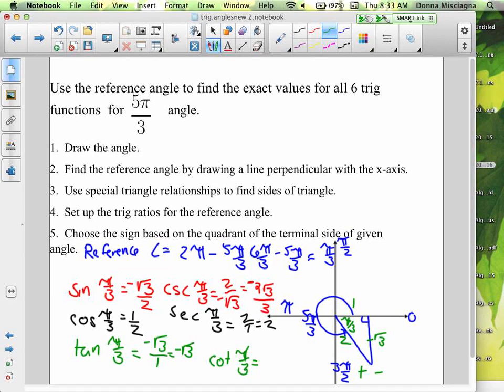It is negative, but cotangent is adjacent over opposite. It's the opposite of tangent. So 1 over the negative square root of 3. There you go. And so now we want to rationalize it. What would that be rationalized? It would just be negative square root of 3 over 3. Yep. And then we're all done.